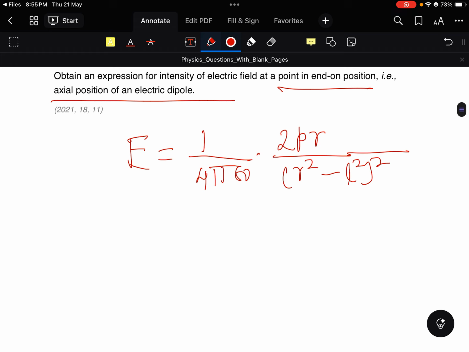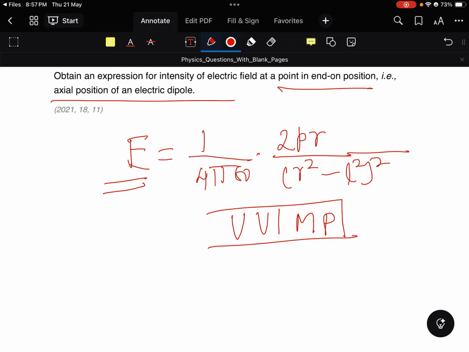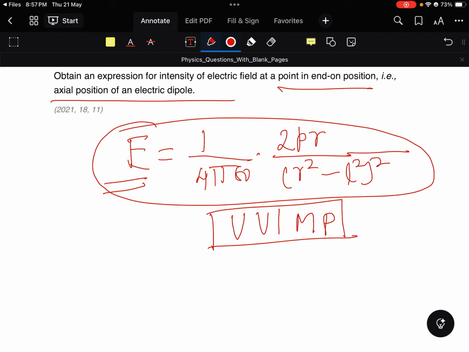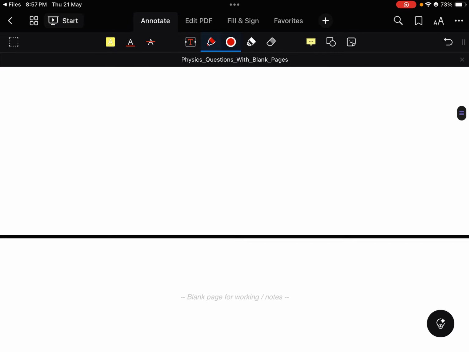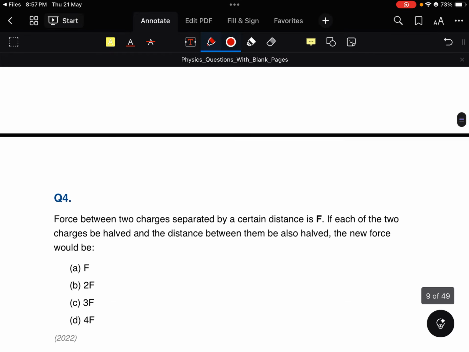So you remember that the derivation of E due to the electric dipole on the axial position and on the equatorial position, these derivations are very, very important. You will draw the diagram and it should be properly labeled. You will show the directions of EA and EB as I have told in the class, and then you will derive. You will write the labeled diagram and all the mathematical steps. This is required for the derivation.